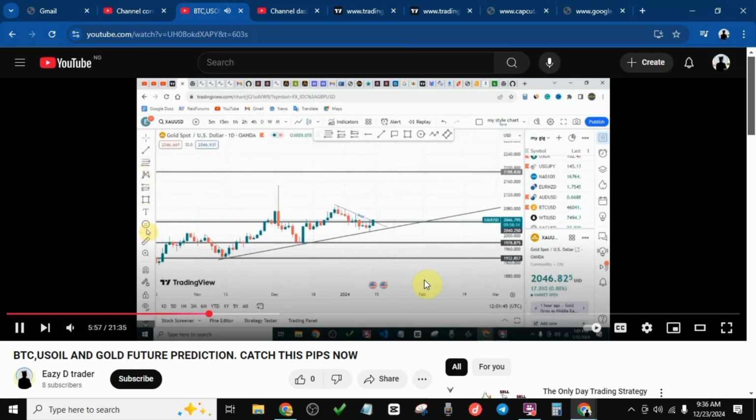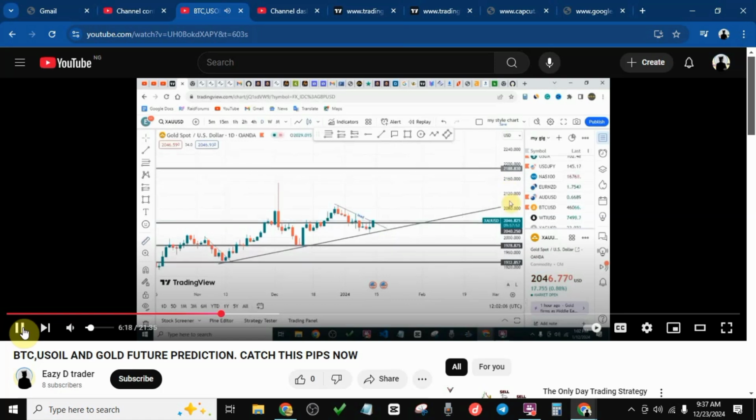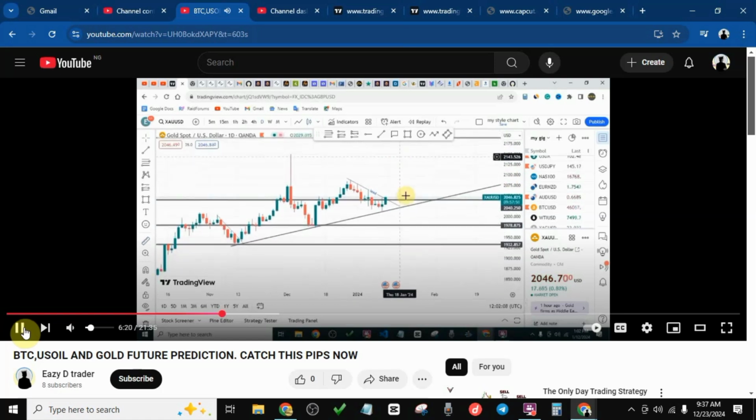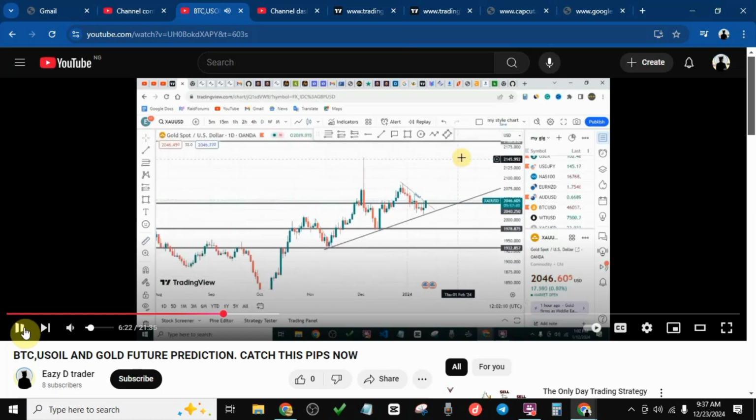Let me see. Okay, let me do it like this. From this zone to this zone. Now guys, we're talking about where is around how many pips? That's around 1,386 pips or thereabout. Okay, around 1,000 plus pips, counting from here to here. So I think gold is about to shoot out from this place to this place.